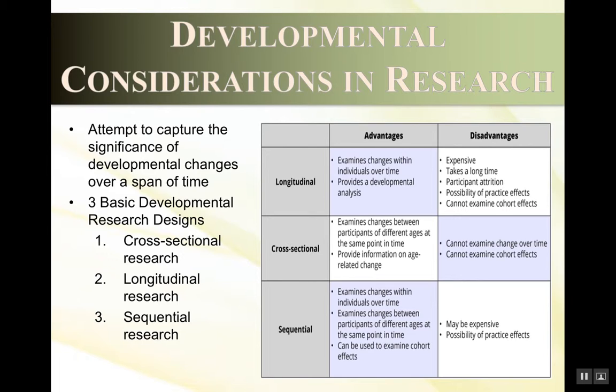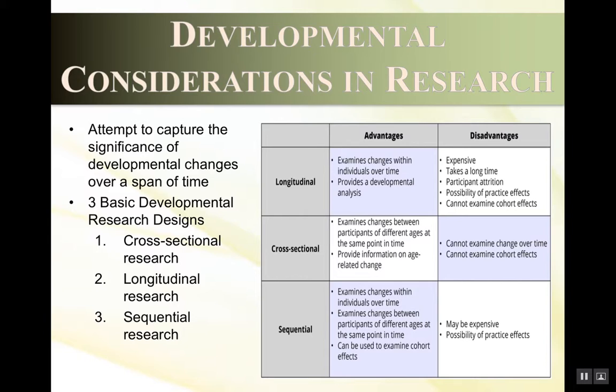And it provides information on age-related change. So were they able to formulate sentences better? Were they able to accurately portray the prompt and answer it fully? But it looks at different things. It doesn't examine change over time, though, or cohort effects. So again, it doesn't really look at how they got there. It just looks at, did they get there?